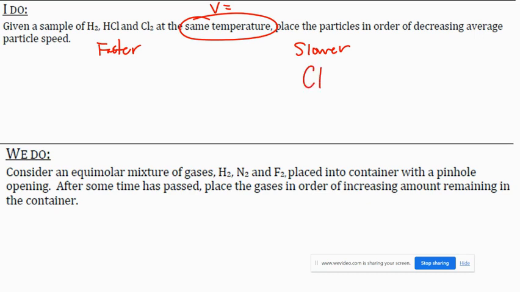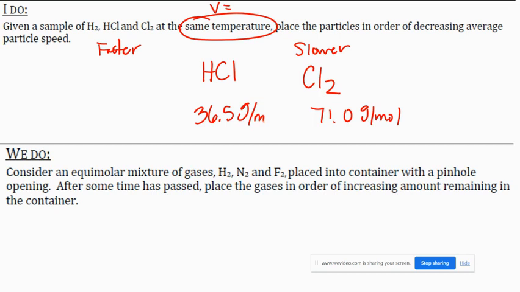Cl2. Cl2, okay? And if you look at the molecular mass of Cl2, it's what? Okay, how about HCl? That's going to come next, right? Its molecular mass is 36.5. And H2, molecular mass is 2.0.